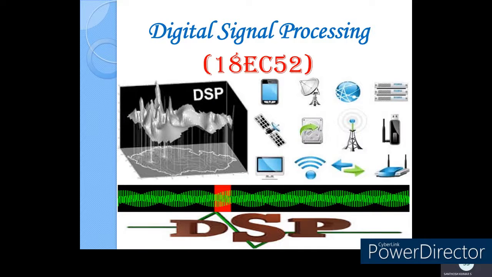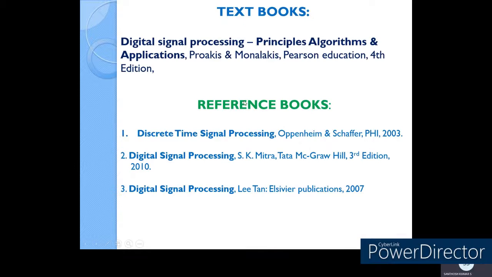Systems and the various operations we are performing on the signals, especially the digital signals. So let us look into some of the concepts on this one. The textbook referred for digital signal processing is Digital Signal Processing: Principles, Algorithms and Applications by Proakis and Manolakis. And some of the reference books are these. So before going to the actual DSP subject, let us look into some of the basic concepts.